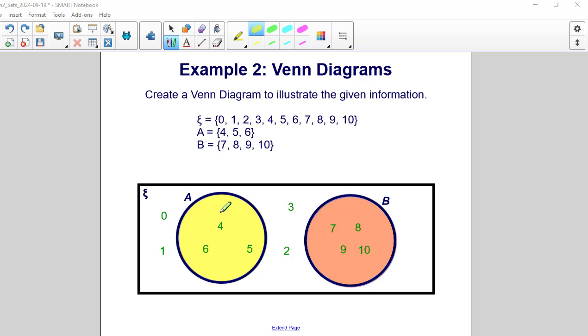Notice that set A does contain 4, 5, and 6. Set B contains 7, 8, 9, and 10. The numbers 0, 1, 2, and 3 are in neither circle because they are not contained in either set. They are part of the universe, but they are not in set A or B.